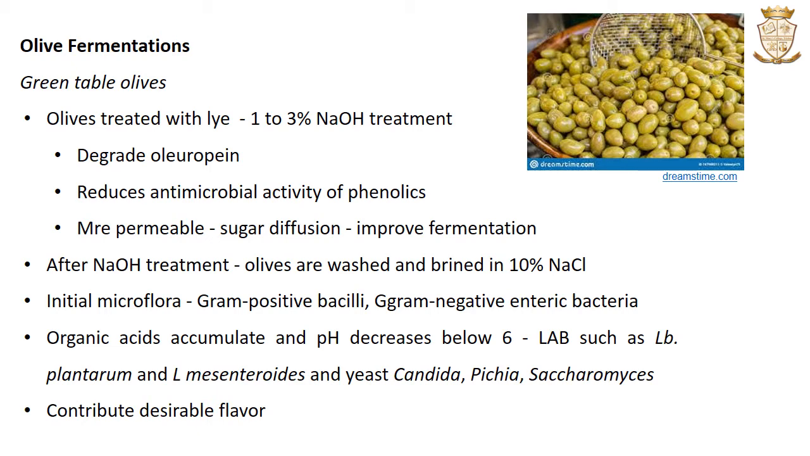After NaOH treatment, the olives are washed and brined in 10% NaCl for fermentation. Initially, there will be a variety of gram-positive bacteria and gram-negative bacteria. As a result of their growth, organic acids will accumulate, and as the pH decreases below 6, their growth will get inhibited. The lactic acid bacteria such as Lactobacillus plantarum and Leuconostoc mesenteroides dominate. And there will be yeast species such as Candida, Pichia, Saccharomyces, etc. The growth of these microorganisms will contribute the desirable flavor characteristics to the fermented olive.